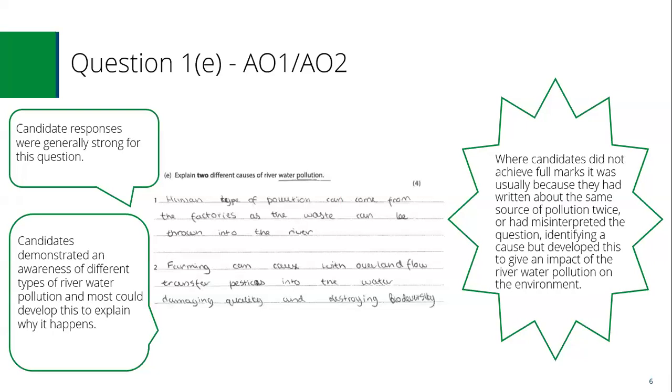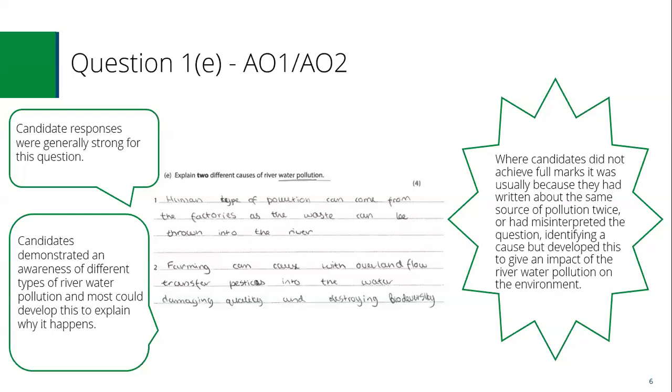So this next question, 1E, says explain two different causes of water pollution. These were generally strong. They demonstrated a good awareness of the types of river pollution, and most could develop this and explain why it happens. Where candidates didn't achieve full marks, it was usually because they had written about the same source of pollution twice or had misinterpreted the question, identifying a cause, but developing this to give an impact of water pollution on the environment. This is not the focus of the question. It was the causes of river pollution we wanted.